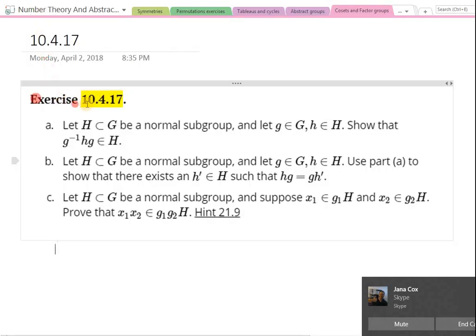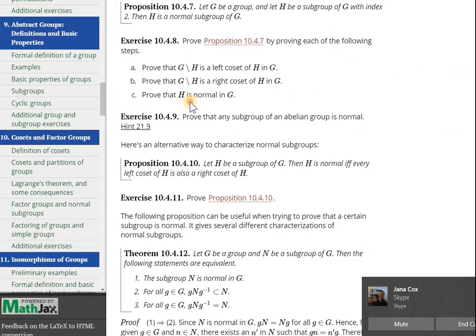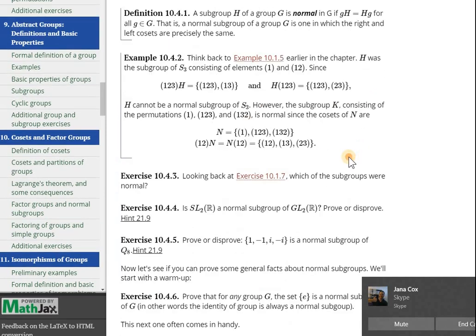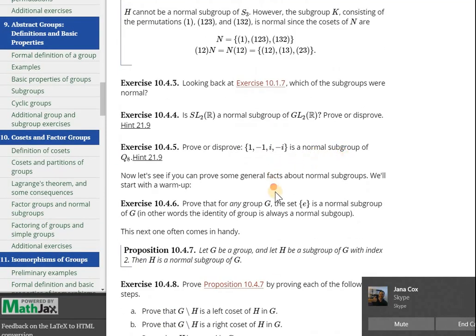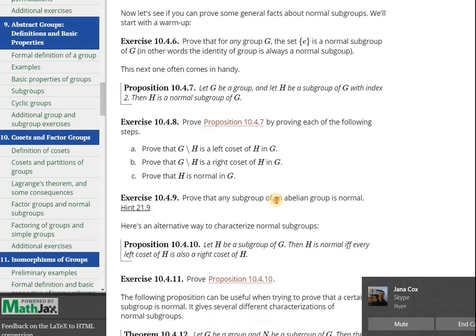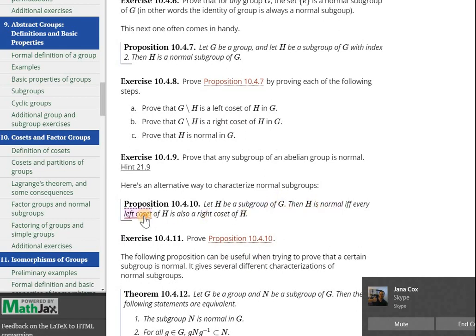All right, so we're looking at exercise 10.417, looking at part 1, and just going back and looking at what normal means. So the definition of normal, let's just review that, is if for any left coset gH, that's equal to the right coset Hg. Another way of saying that is that every left coset of H is also a right coset of H.